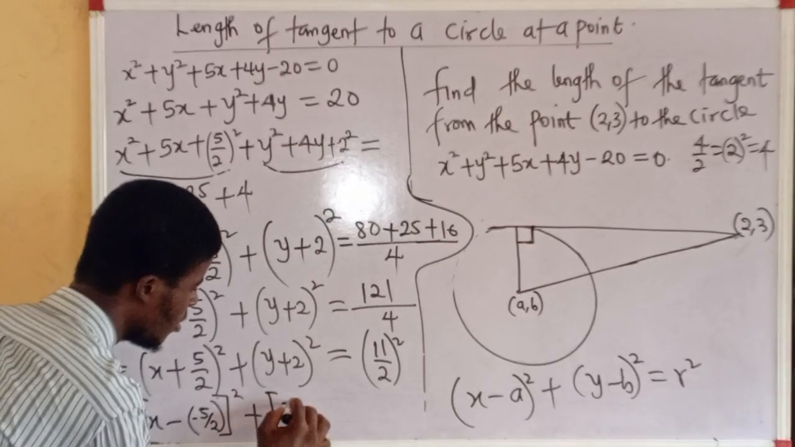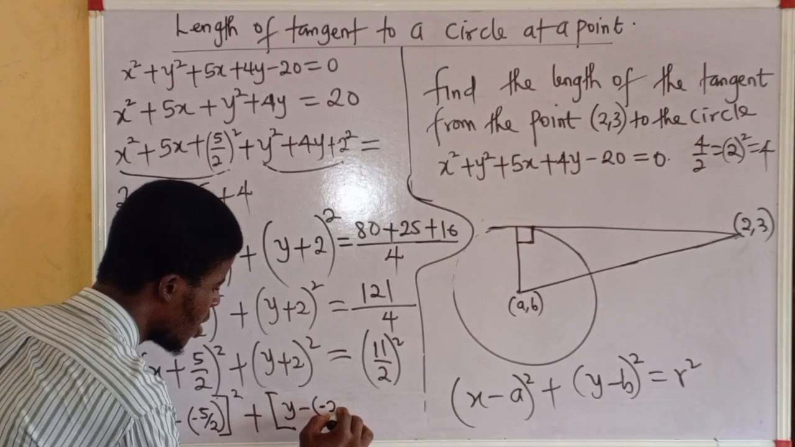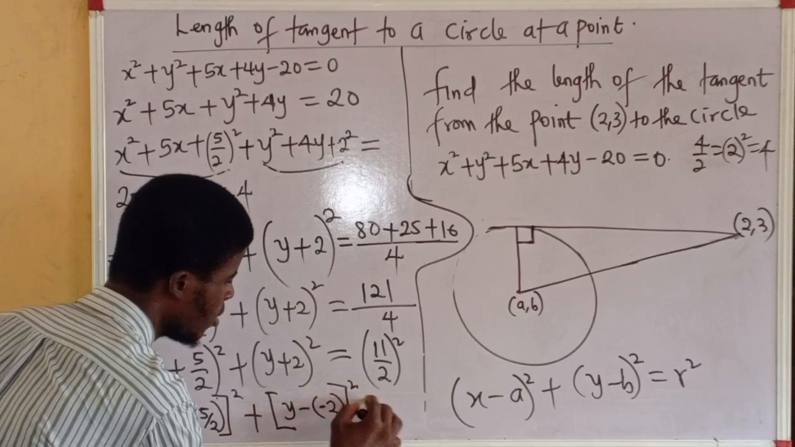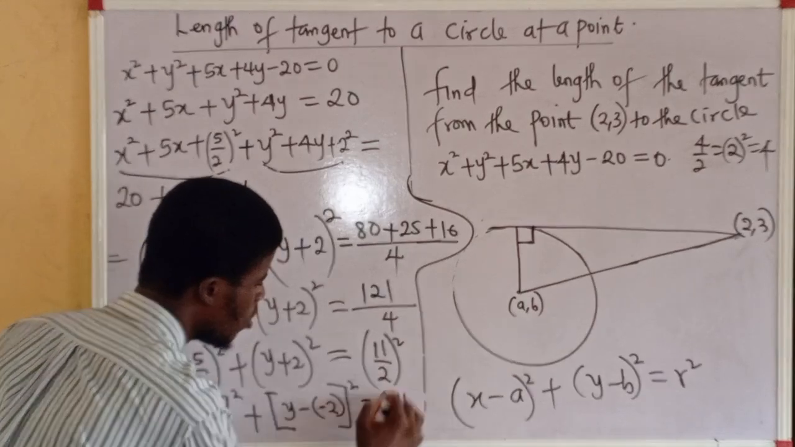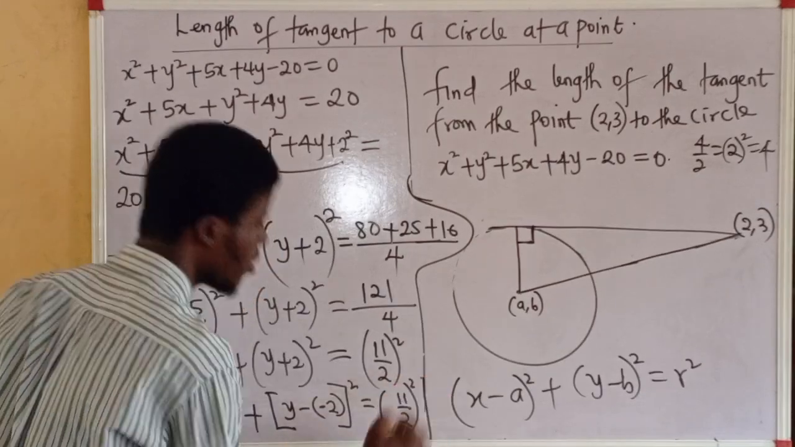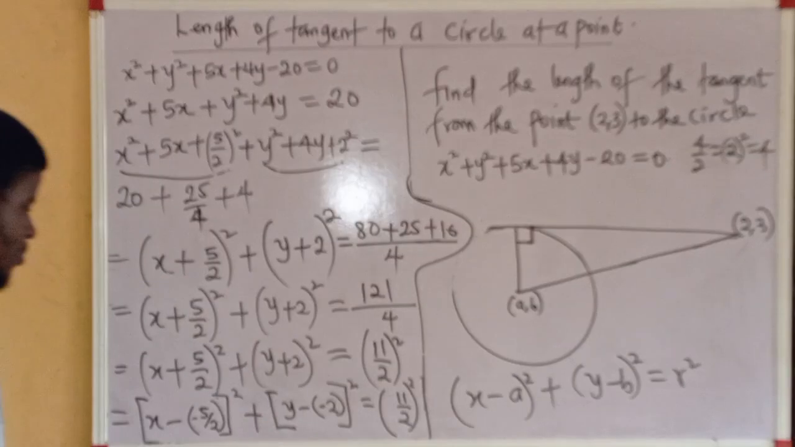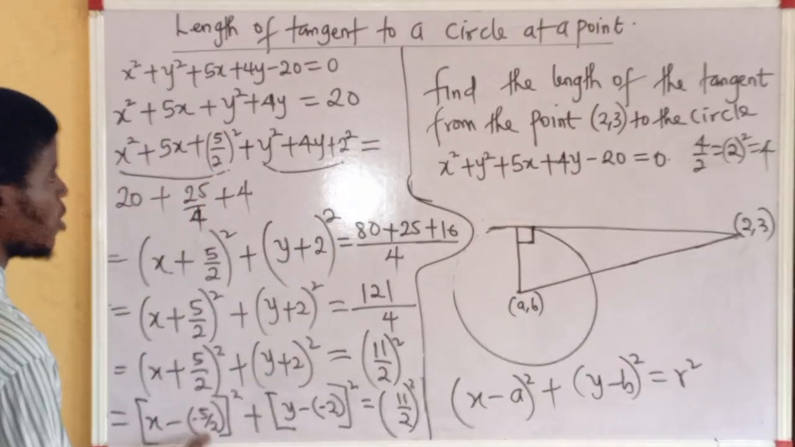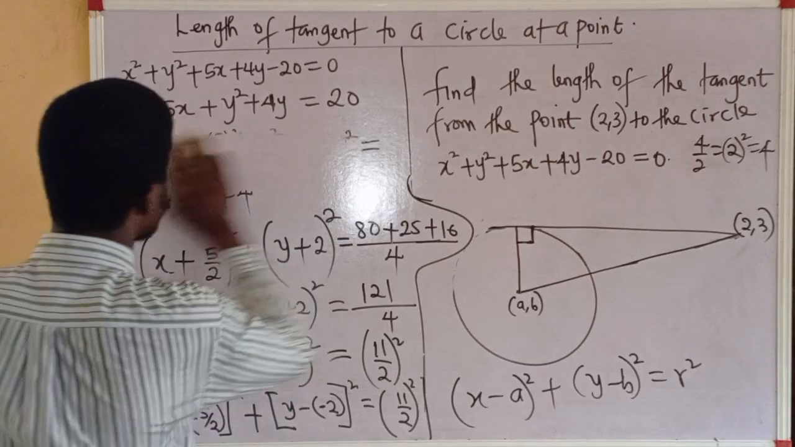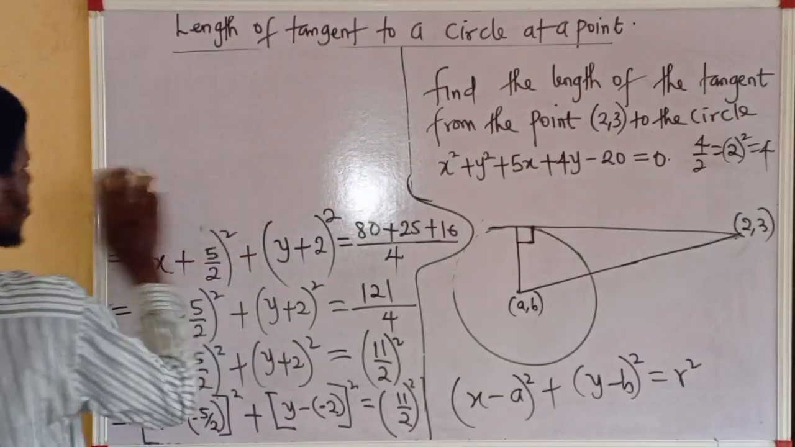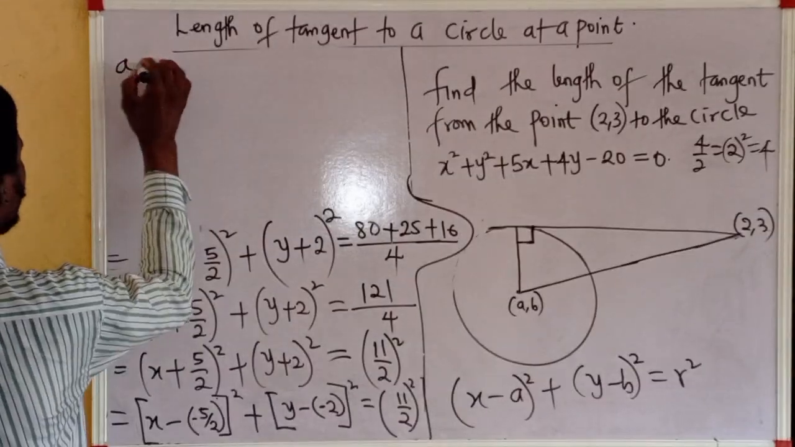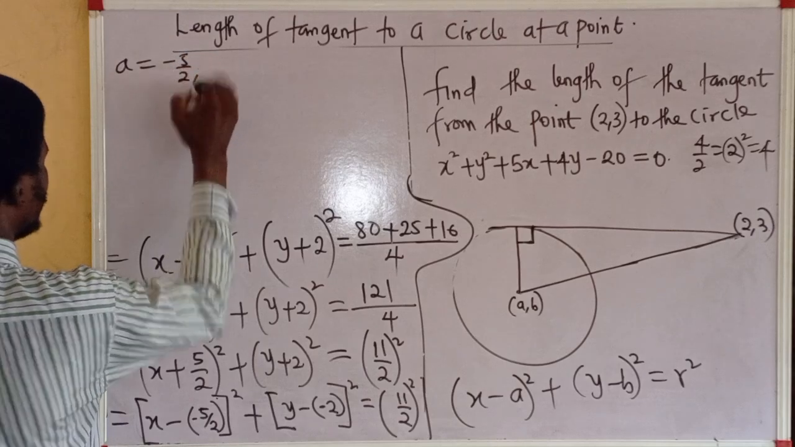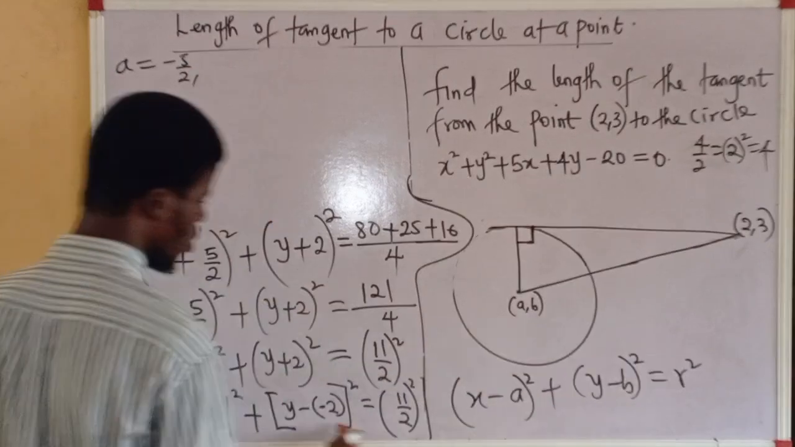And if I do the same here, 2 will also carry a minus, equal to 11 over 2 all squared. So we have the same form now. That means A is equal to what? Minus 5 over 2. So A is equal to minus 5 over 2 and B is equal to minus 2.